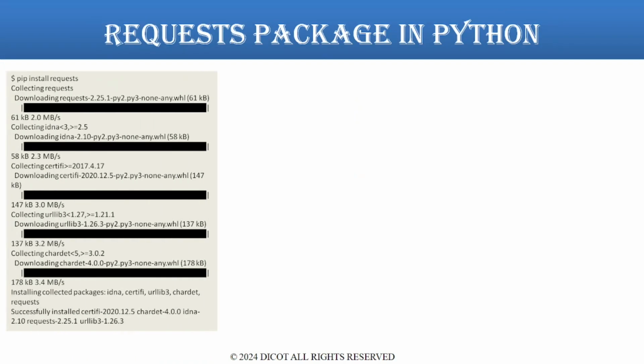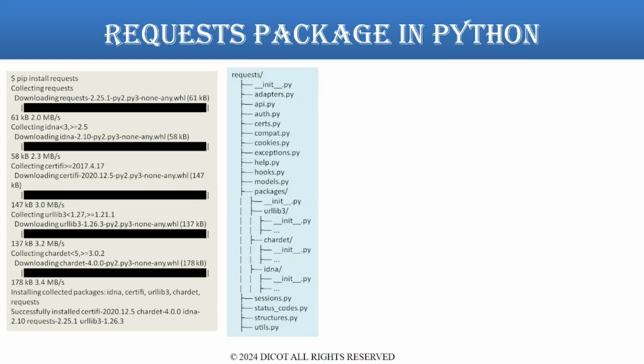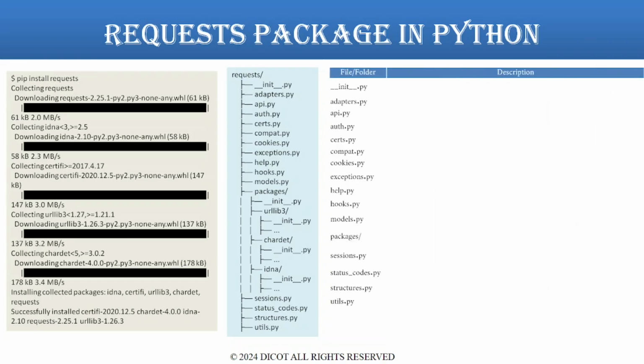The requests package, like any other Python package, has a specific structure. When you install the requests package, it comes with various modules and sub-modules that provide different functionalities. Here is a simplified view of its structure. The requests package's directory structure might look something like this. Now, let's see the role of each of these files in the requests package. The __init__.py file initializes the requests package.